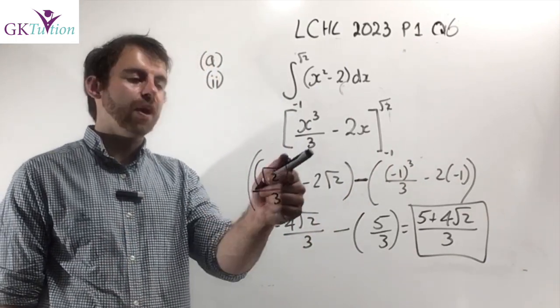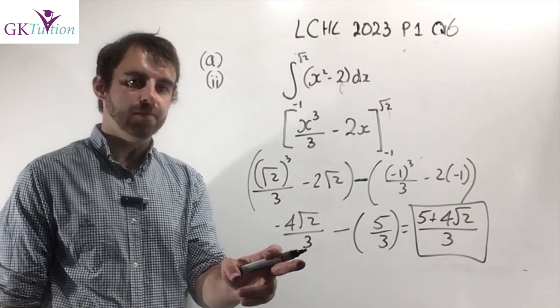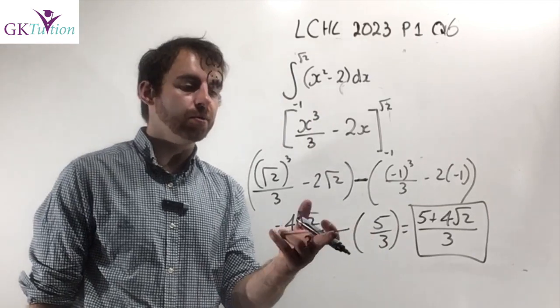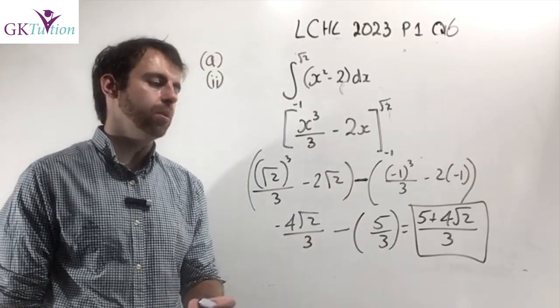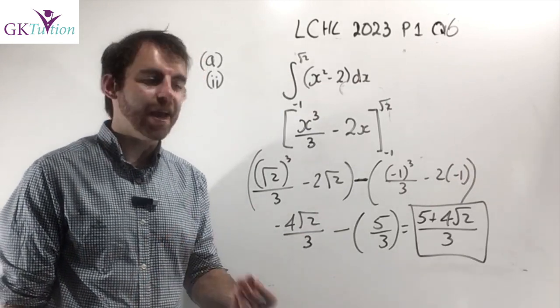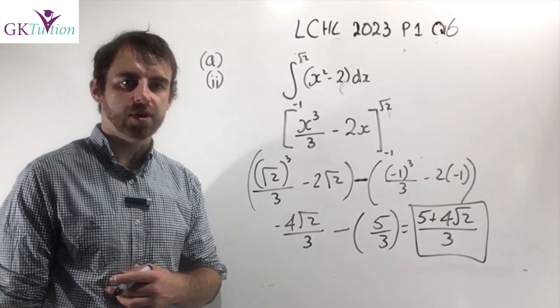When I subbed the upper limit into my calculator, I got -4 root 2 over 3. When you sub in the lower limit, you get 5 over 3. So it actually becomes -5 over 3 with that minus in the middle. And then when I subtract them from each other, you get a negative value. You get -5 minus 4 root 2 over 3.